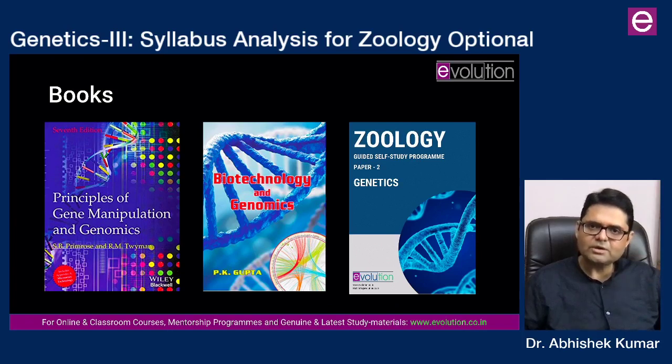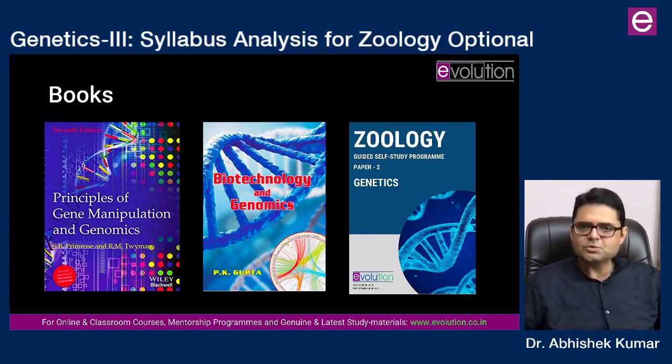So my favorite book here is on the left. It is by Old, Primrose and Twyman. So this is an excellent book, Principles of Genetic Manipulation and Genomics. If you have time, there is no book which comes parallel to this. So this is my personal favorite.